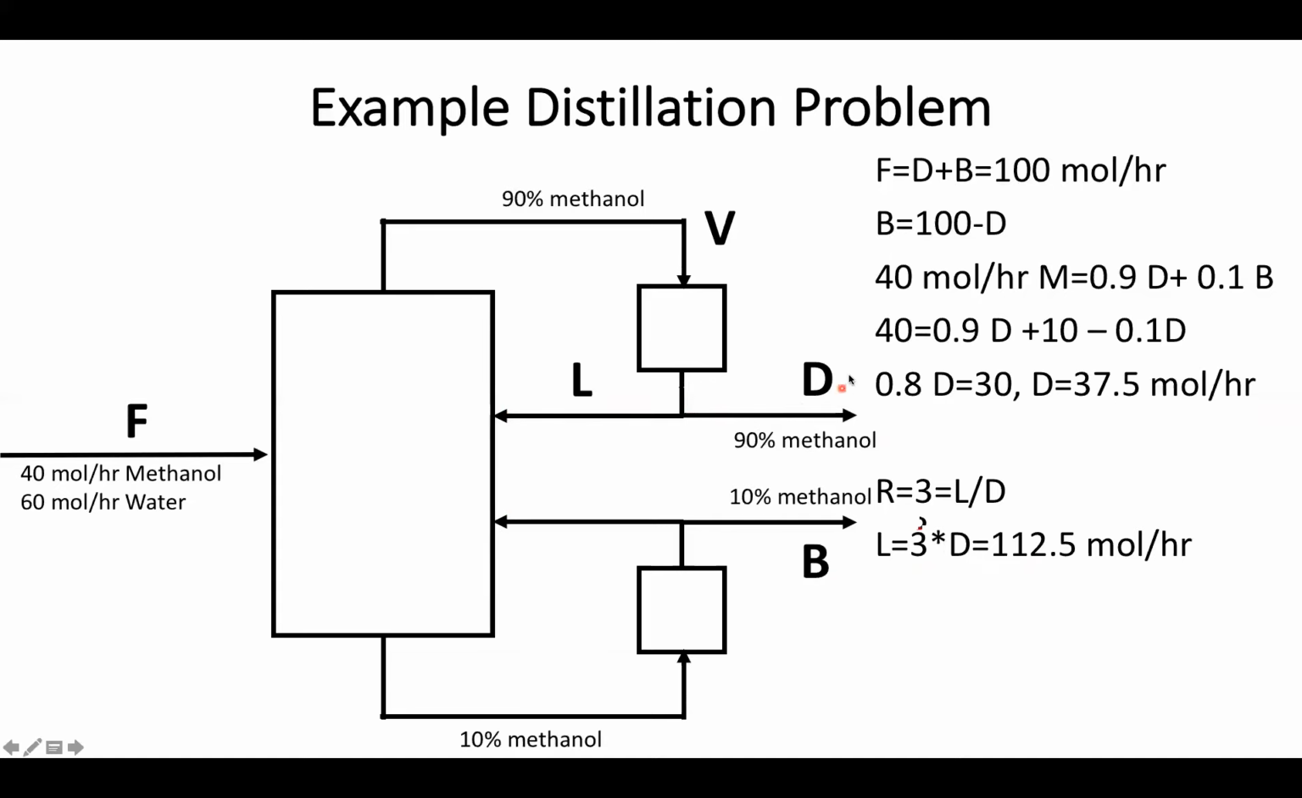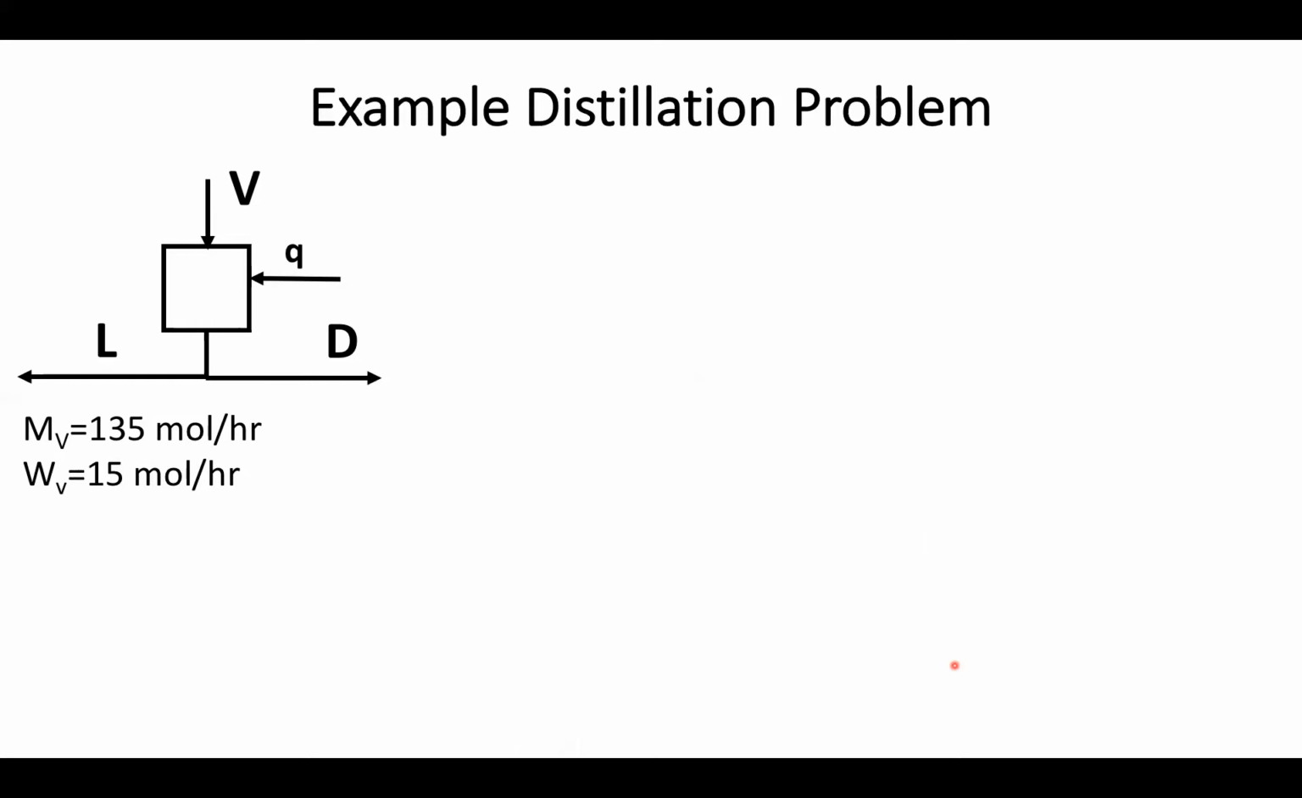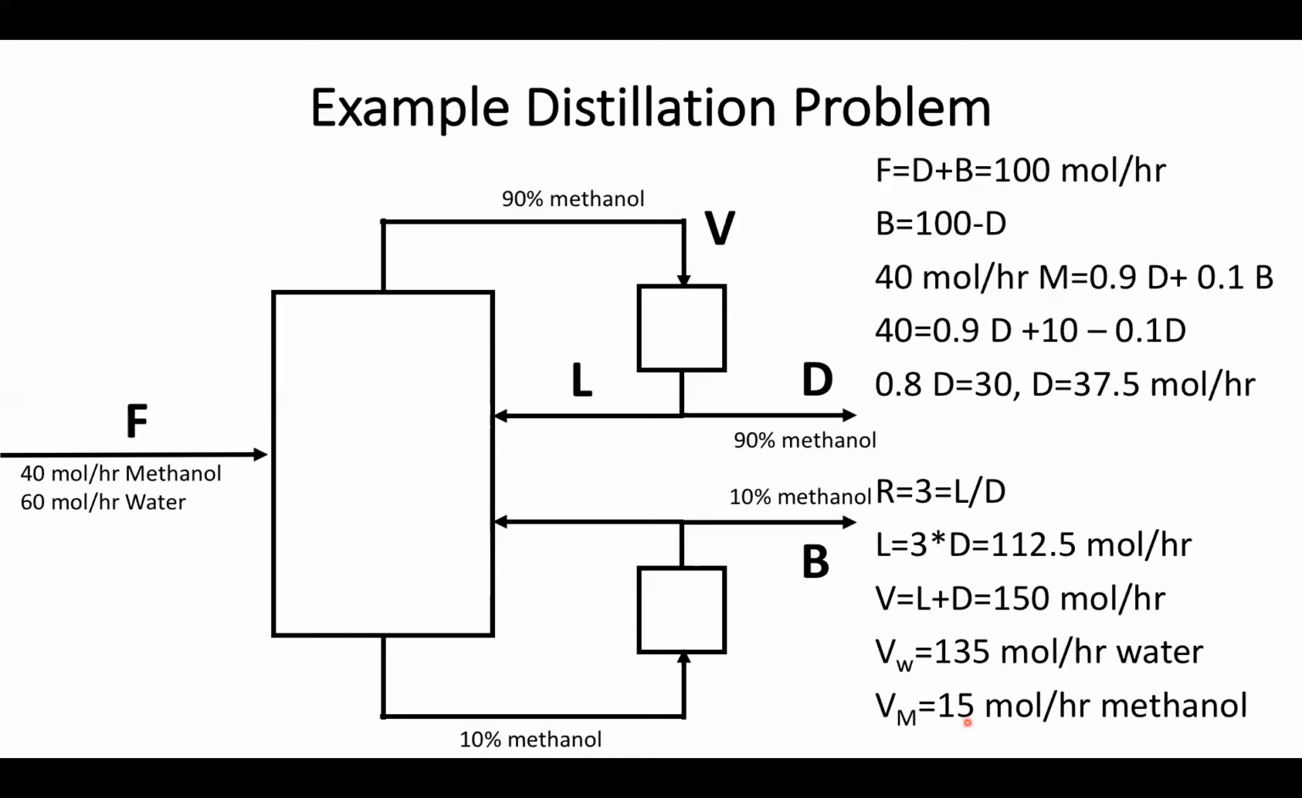So if I know the amount of distillate and liquid, these two added together can give me the amount of raw vapor coming off of the column. If I add my distillate and liquid together, it gives me a total vapor of 150 moles per hour. Of that, 90% is methanol and 10% is water. Sorry for the mix-up there.